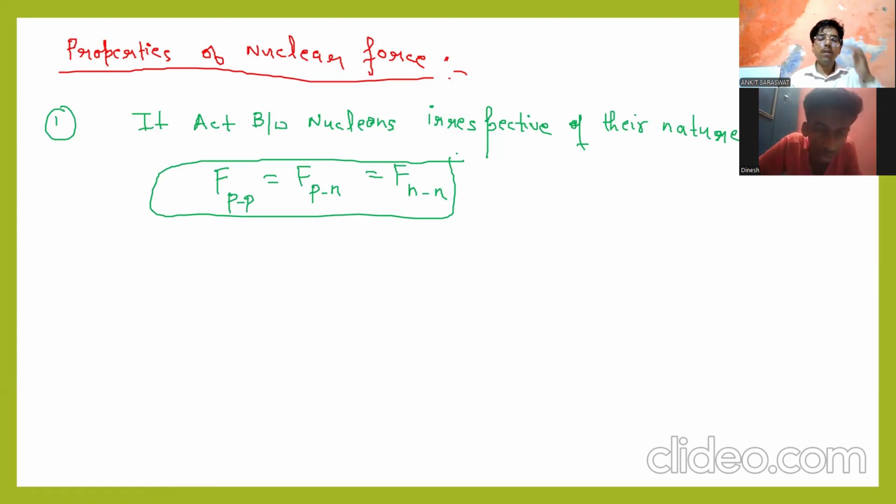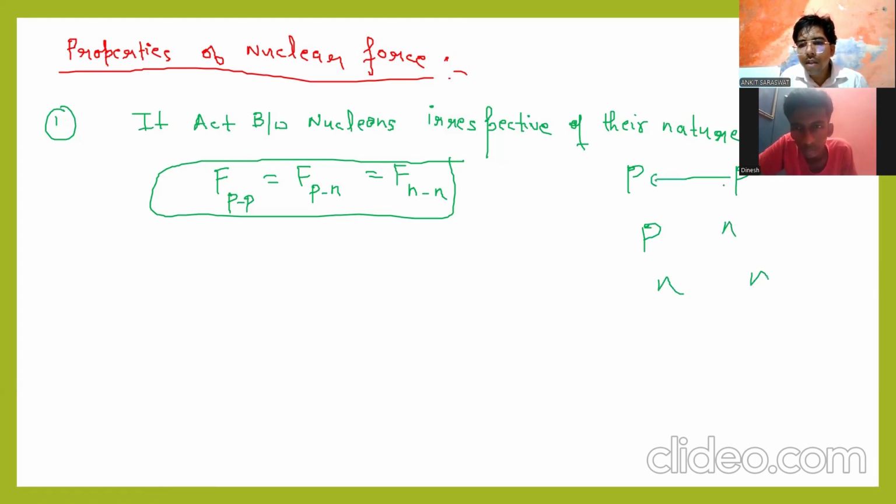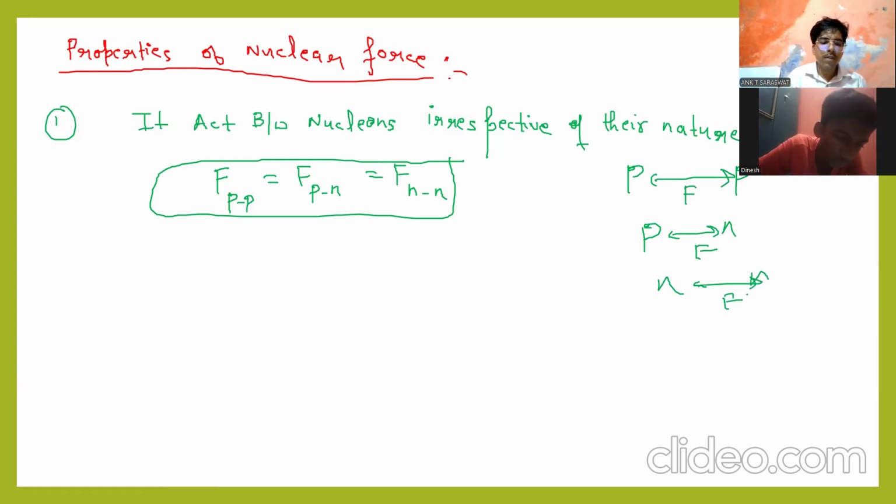Clear? Any doubt? Yes, sir. Sir, irrespective of the nature means irrespective of the electrostatic force? Actually, I'm not able to understand. Could you please say again? Irrespective of the nature means like proton-proton, proton-neutron, neutron-neutron, everywhere. In between them, the nuclear force is F. Here also F, here also F. Clear?